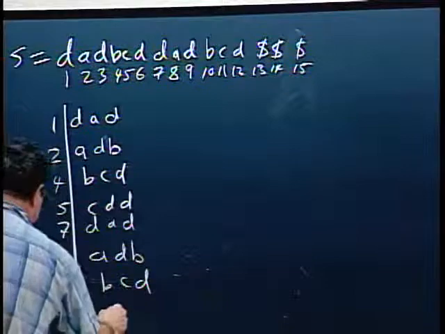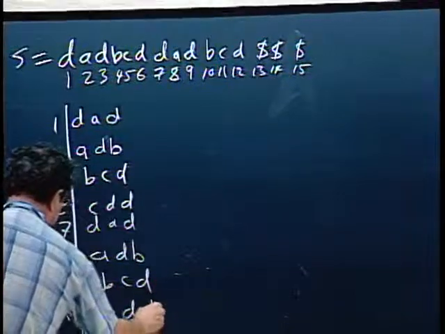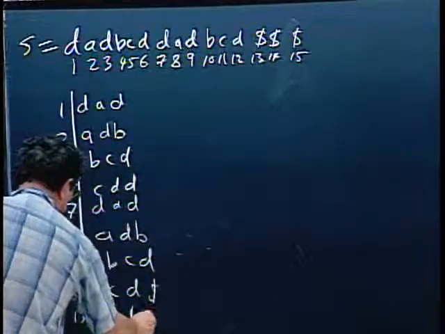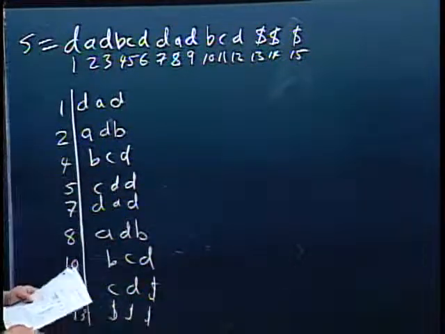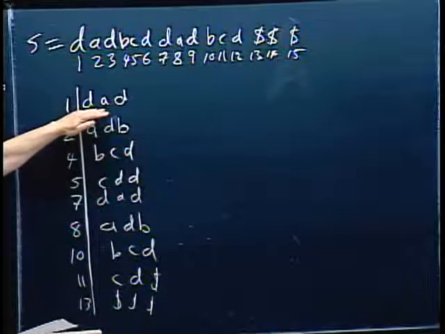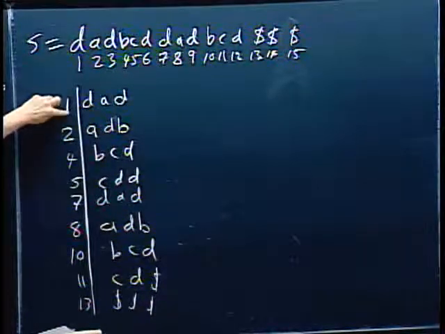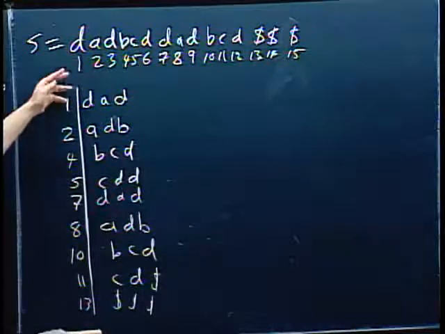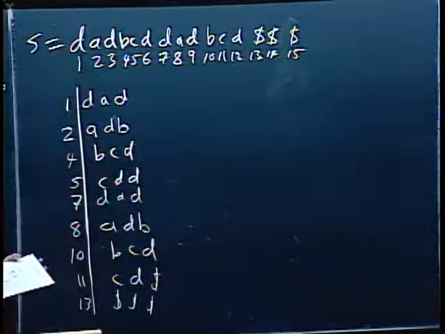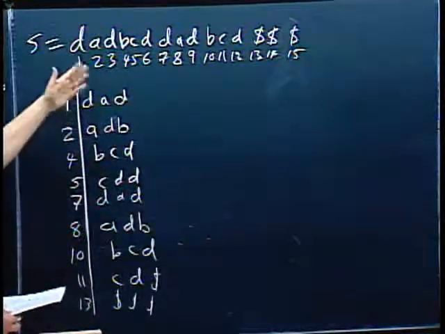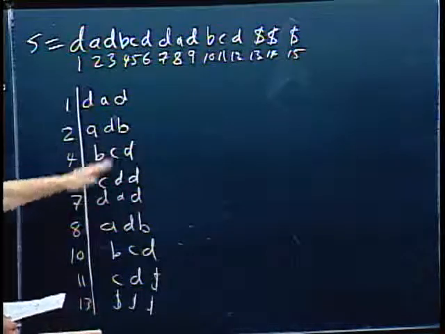11 is CD dollar sign, and then 13 is just three dollar signs. So these are the triples, the substrings of length 3, beginning at each of the positions that are 1 or 2 mod 3. Certainly you can grab these in linear time because this is just length 3, not longer than that. So linear time suffices to grab all these.